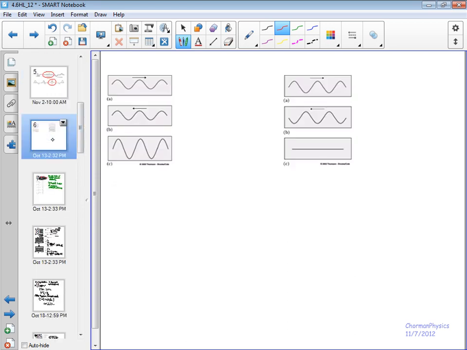So moving on here, again, two more examples of constructive and destructive interference here. And we'll play around with this a bit more in class on Friday.